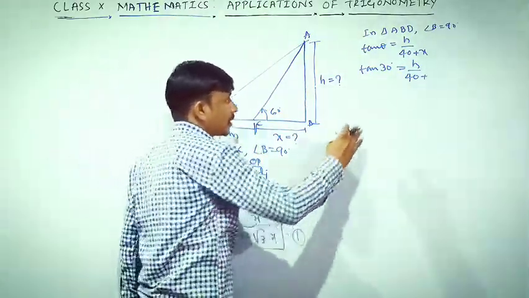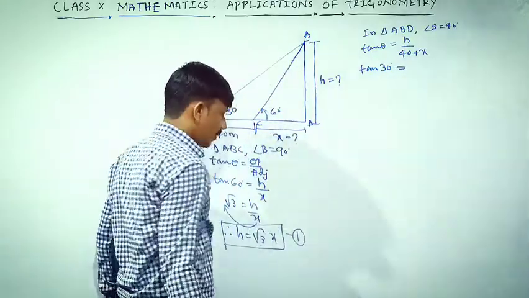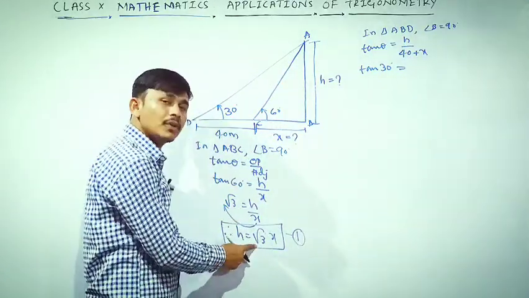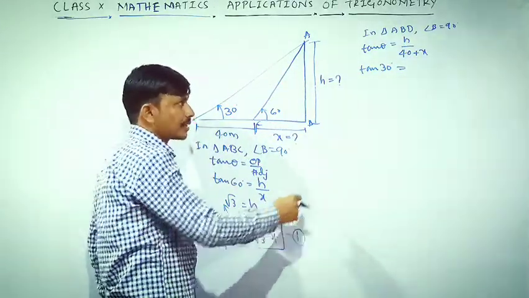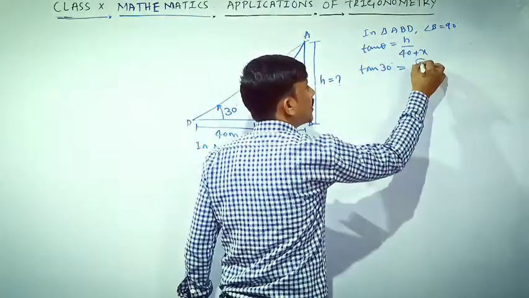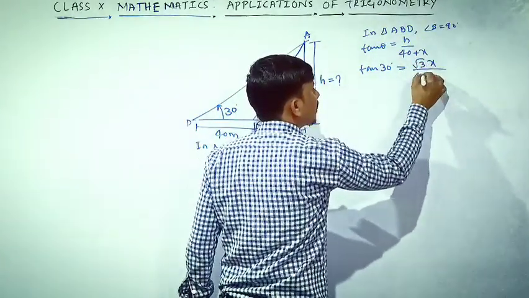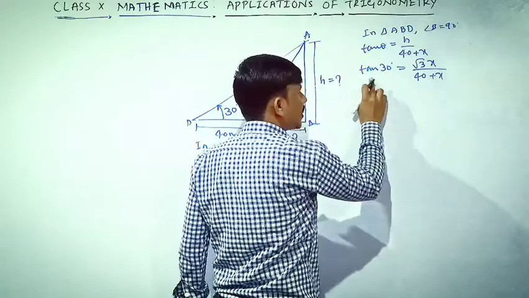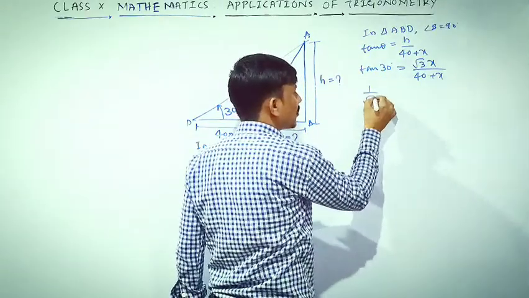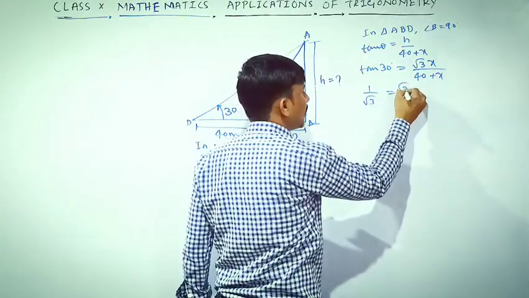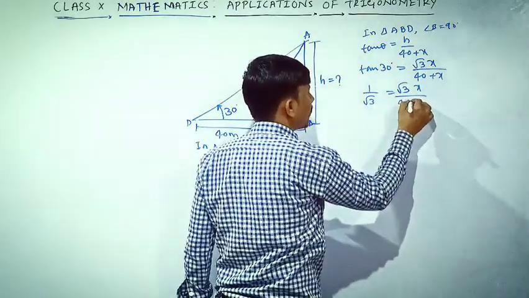What is the H value? H is root 3x, so instead of H, here I put root 3x divided by 40 plus x. What is tan 30 degree? 1 by root 3 is equal to root 3x divided by 40 plus x.